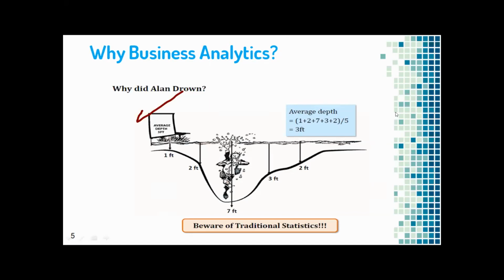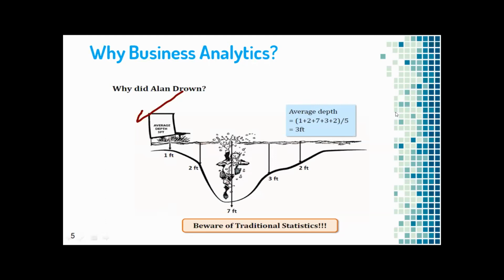Okay. Because the board that is saying average depth 3 feet is calculated by simply adding the different depths divided by the number of points. So what is missing over here in this average depth? What extra information should have been given? The standard deviation. Right, standard deviation is missing over here.